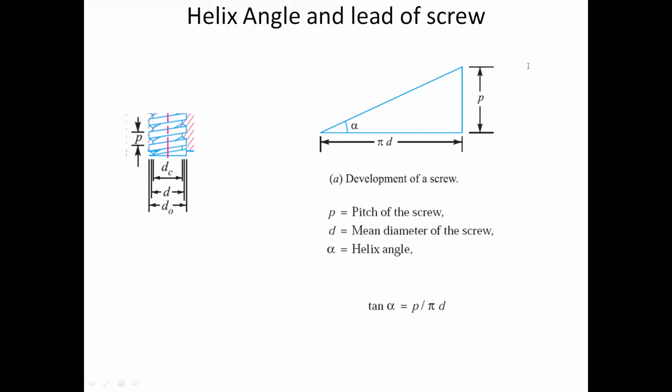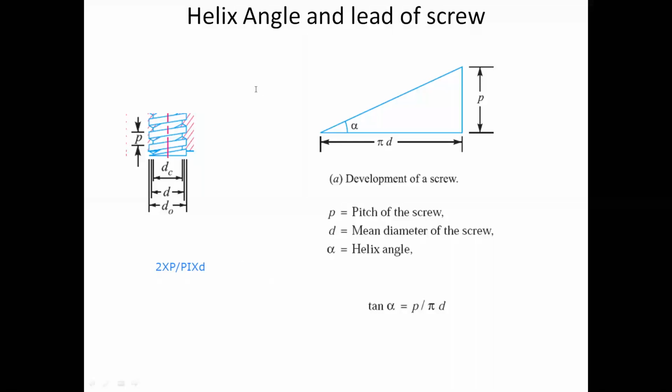Okay. So if it is a multi-start thread, then the same equation can be tan of alpha equal to lead divided by pi d. Okay. So for the double start, the same equation we can write like this: 2 times P divided by pi into d. So pi into small d. So this is the equation that we can write for the tan of alpha when there is a double start.